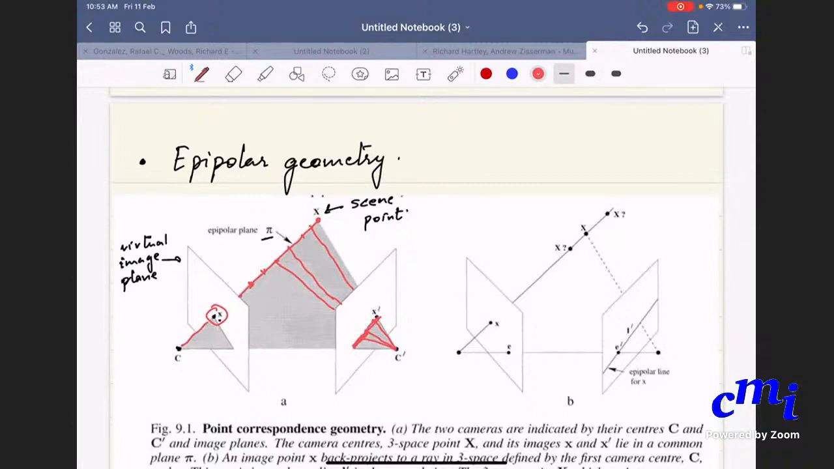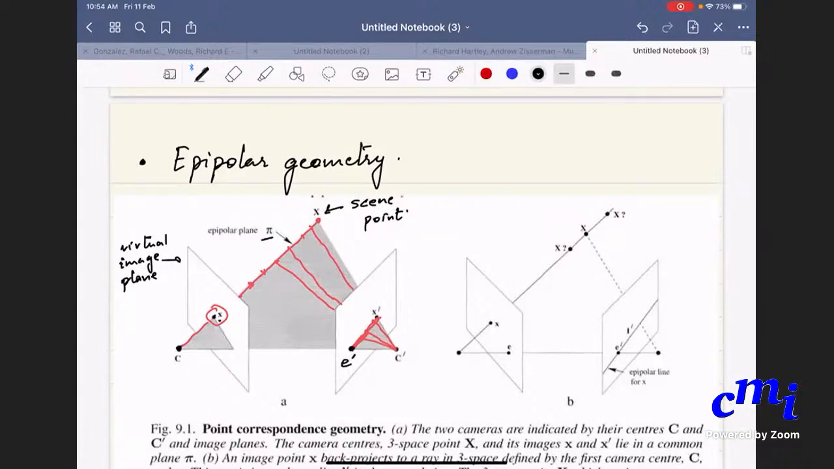So all the points on the segment joining C and X get projected to this segment. The starting point of this segment is C. C gets projected to this special point, which is called E prime. Then as you move towards X, all the points get projected onto this line, or this segment here. Is this clear? Any doubts here?